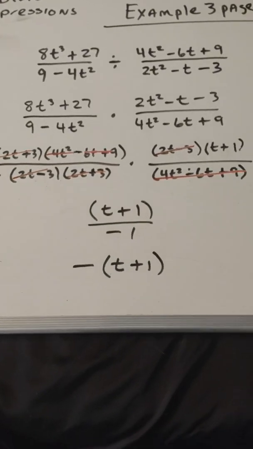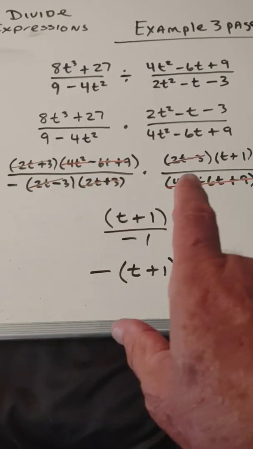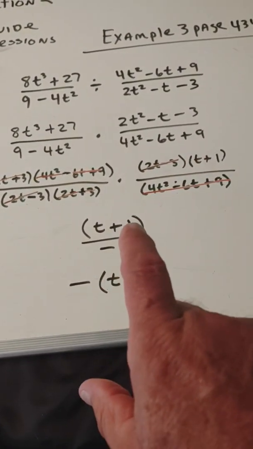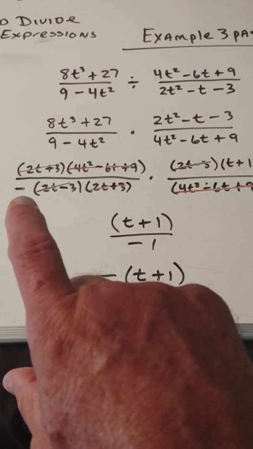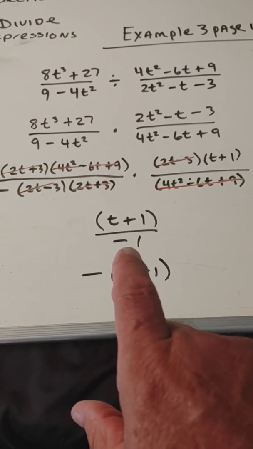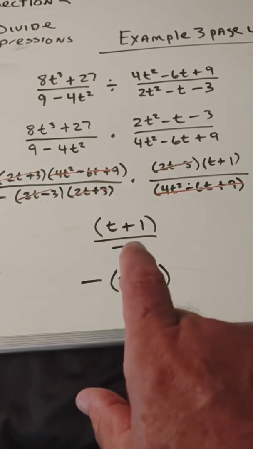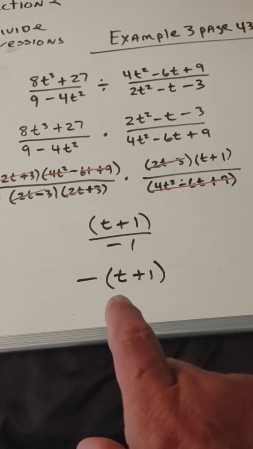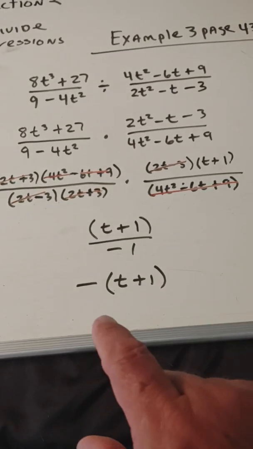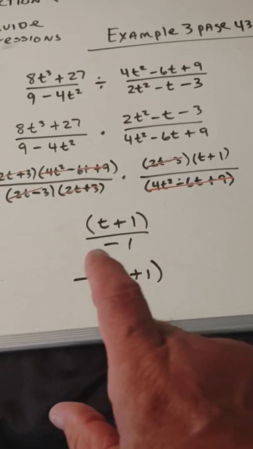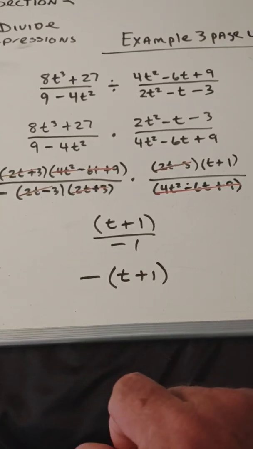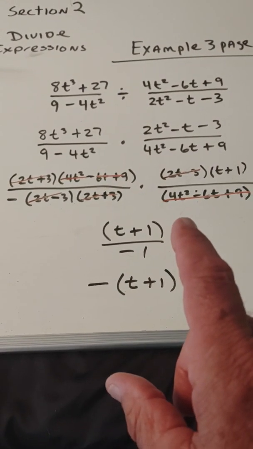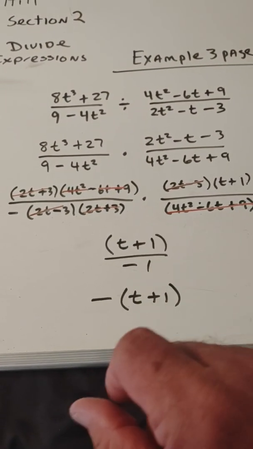Okay. And so now what happens is we are left with t plus 1 on top, and then we still have this minus sign, which we're going to make minus 1. So you could leave it like this, or you could realize that if you divide this, it becomes minus t plus 1. You could still write it as 1 minus t. I would prefer you leave it in factored form. Okay? So that's it for this section.